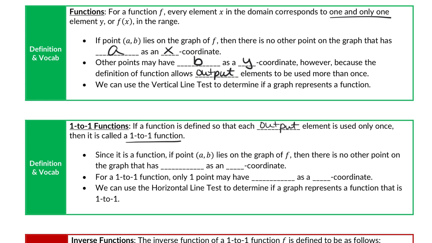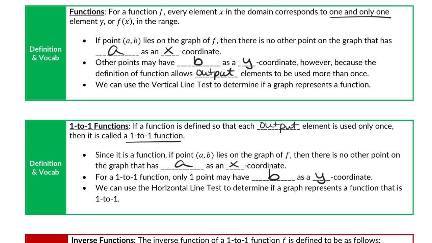So just to throw it out there, since it is a function, if point (a, b) lies on the graph of f, then there is no other point that has a as an x coordinate. And if it is one-to-one, there is only one point that has b as a y coordinate. So a function can repeat the y's, no repeat x's. A one-to-one function, no repeat anything.